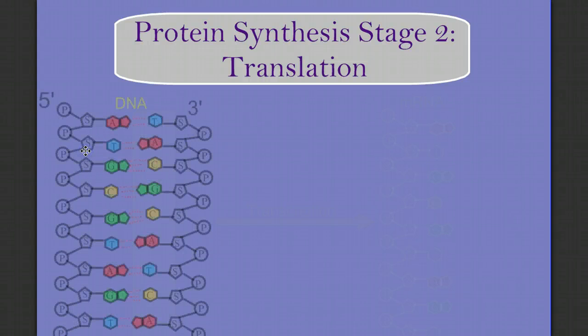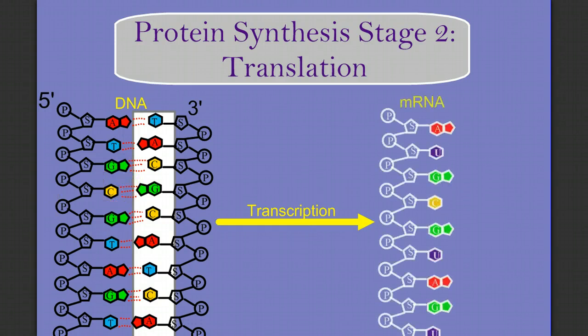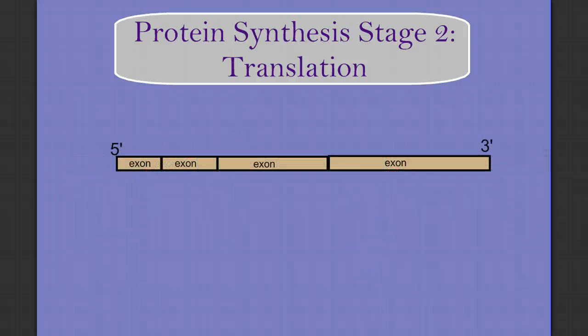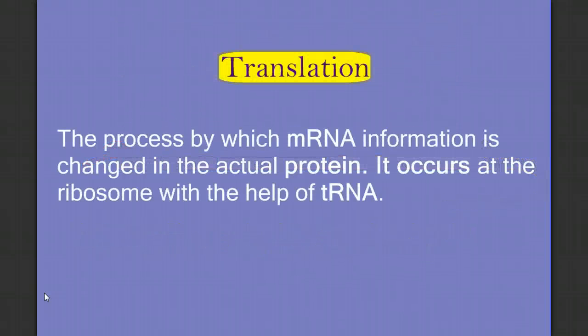In our last video on transcription, we transcribed the sense side of the messenger of the DNA into a strand of messenger RNA. We edited that message down, cutting out the introns, splicing together the exons. We put a methyl cap on the 5' end and a poly-A tail on the 3' end. And our mature transcript was ready to leave the nucleus to go to the ribosome for translation. And that's where we're at now.